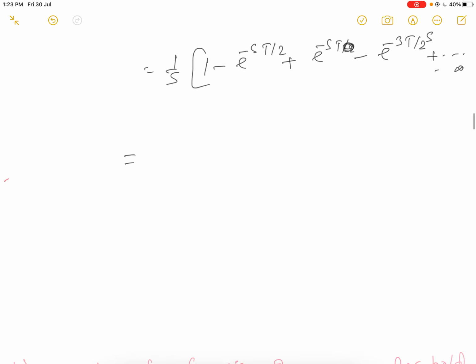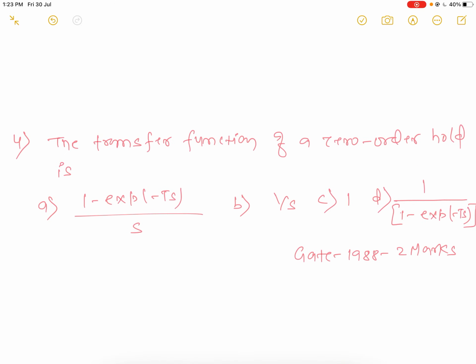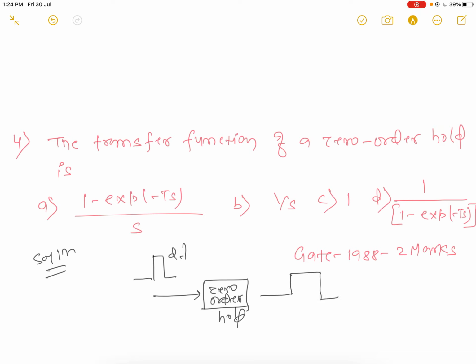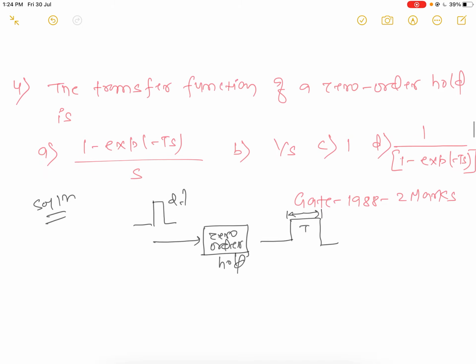Now comes to the next question. The transfer function of zero order hold is, the transfer function of zero order hold is, what is the zero order hold? Zero order hold means when you are applying a pulse, this one is zero order hold. When you are applying the pulse delta(t), then it will expand up to T time period T.